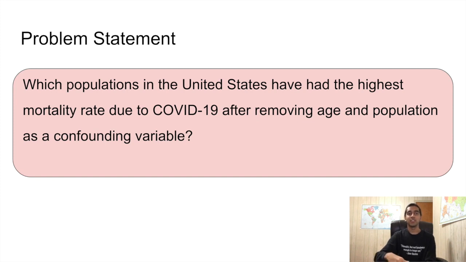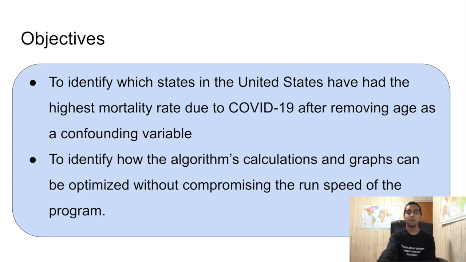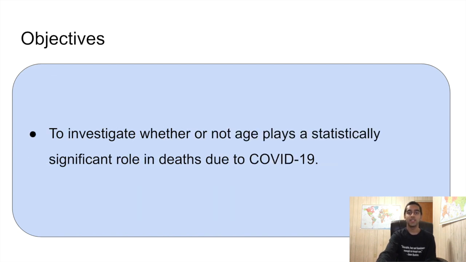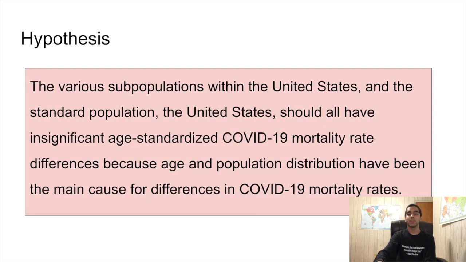So the overarching question for this project was, does age standardization remove the discrepancy in COVID-19 mortality rates in different populations? Based on this question, the objectives were to develop an efficient algorithm to identify the states with the highest ASMR and to investigate the role of age in deaths due to COVID-19. The expected results were that there should be insignificant differences between ASMRs of different populations because age is considered the predominant factor in cause of death from COVID-19.